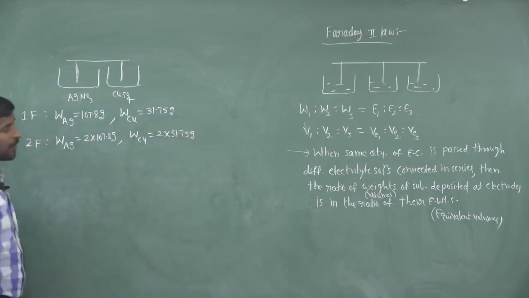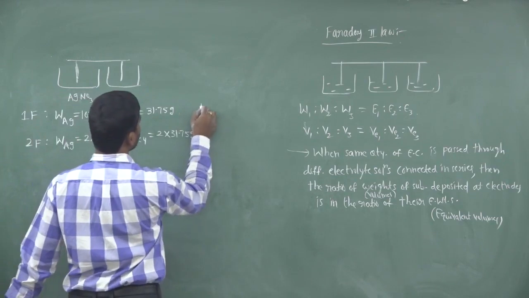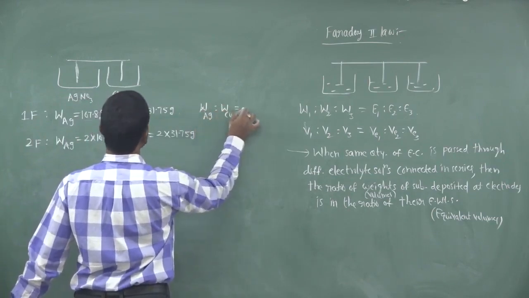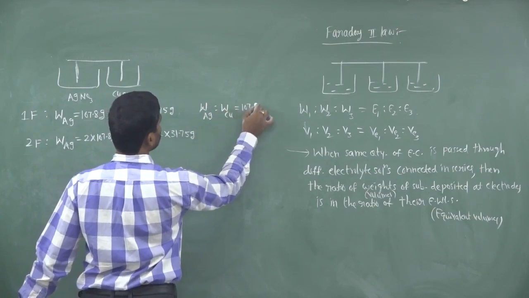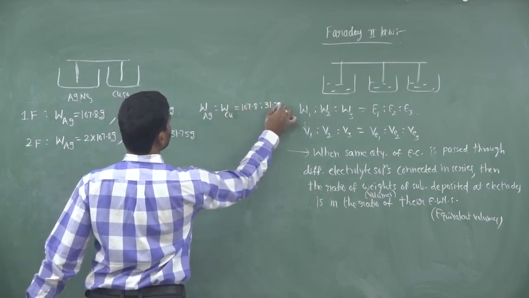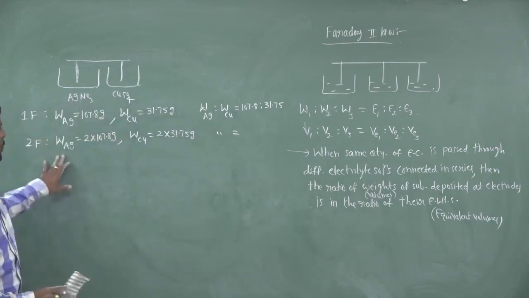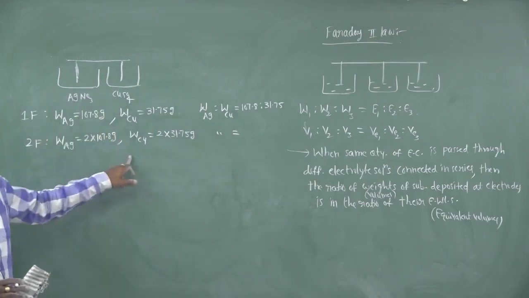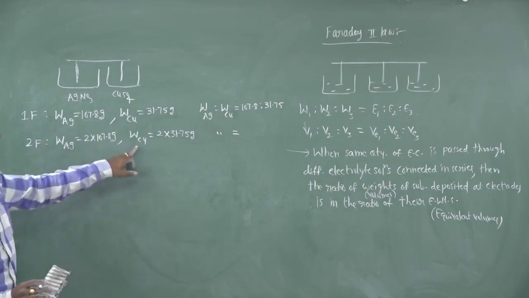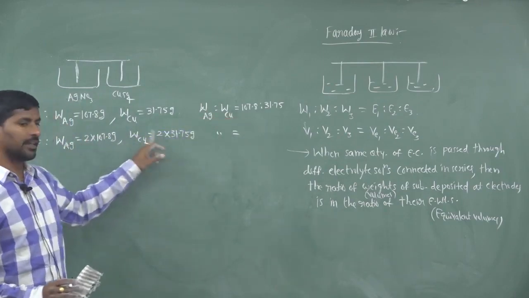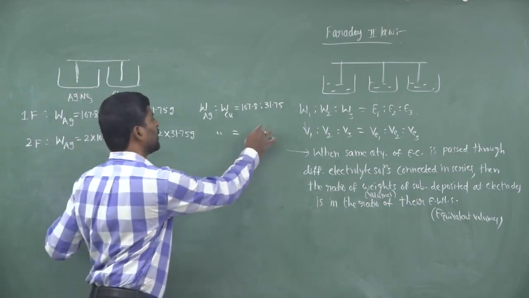Here, 2 into 31.75 grams of copper. So what about the ratio of weights of silver and copper deposited? That is 107.8 is to 31.75. What about here? The ratio of weights of silver and copper deposited is again the same, we will get or not? 2 gets cancelled, 2 gets cancelled, again we will get the same.